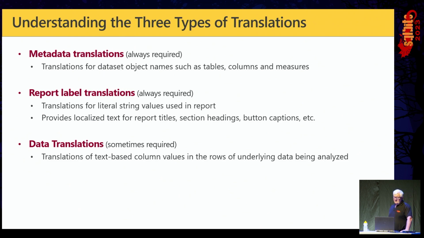And then there's data translations, and what we're going to see is that the first 2 types are always going to be required. But the third type isn't always required, especially if I build a software product and we install it for one client in Spain and one client in France and one client in Japan. Well, I want the metadata translations and the report label translations to work correctly. But as far as the data, the Spanish people are just putting it in Spanish, and the Japanese people are just putting it in Japanese, so you don't really need data translations.